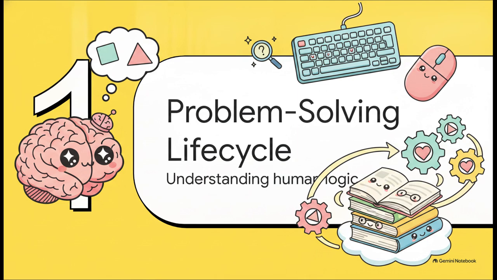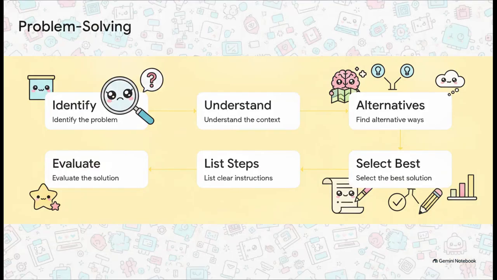Basically, understanding how we humans use logic. Before we write a single line of code, we really have to understand how we, as humans, process problems. And there are 6 essential stages to making a smart decision. First, we identify the problem. And then we have to thoroughly understand it, like getting down to the root causes.